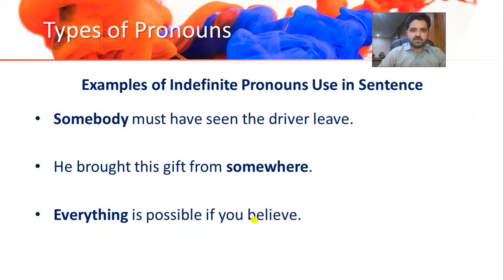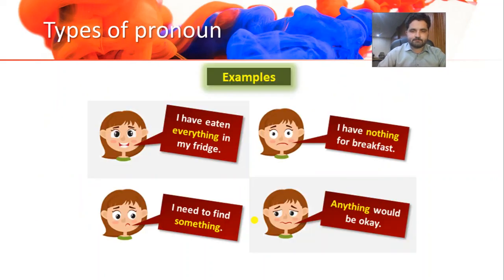Examples: somebody must have seen the driver leave. He brought this gift from somewhere. Everything is possible if you believe. Other examples: I have eaten everything in my fridge. I have nothing for breakfast. I need to find something. Anything would be okay.